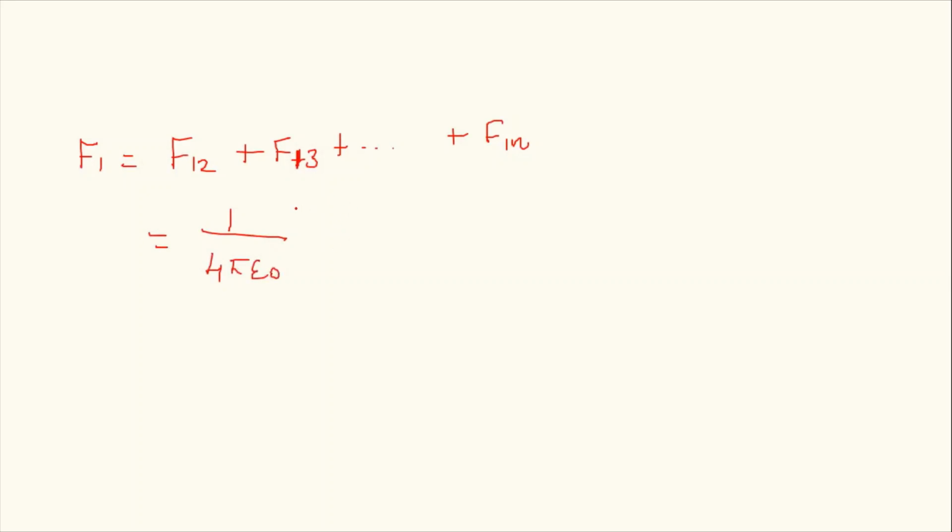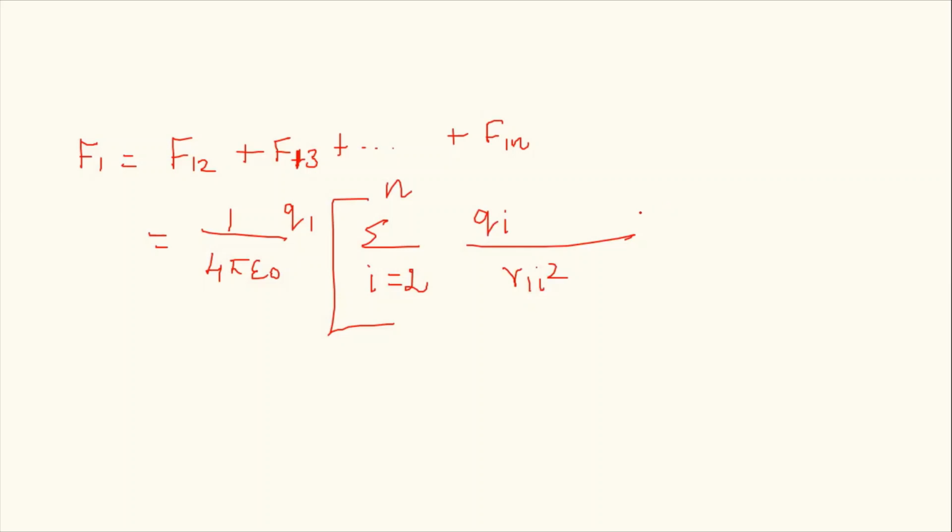Q1 will be same, right? Everywhere. So we can take that Q1 outside. You will get it as summation of I is equal to, because this Q1 is outside, the counter should start from 2, 2 to n, Qi divided by R1i square R1i cap.